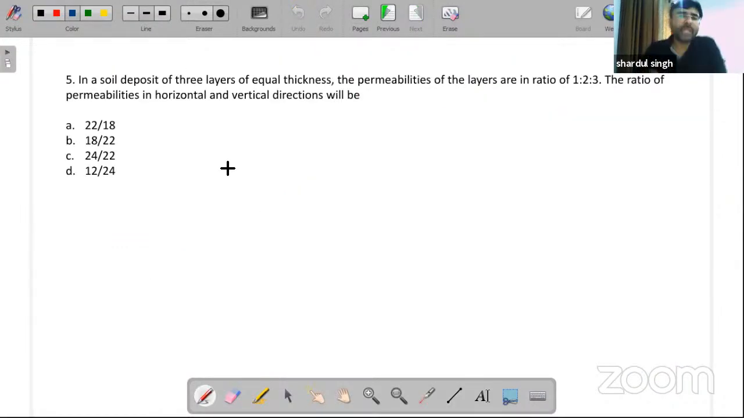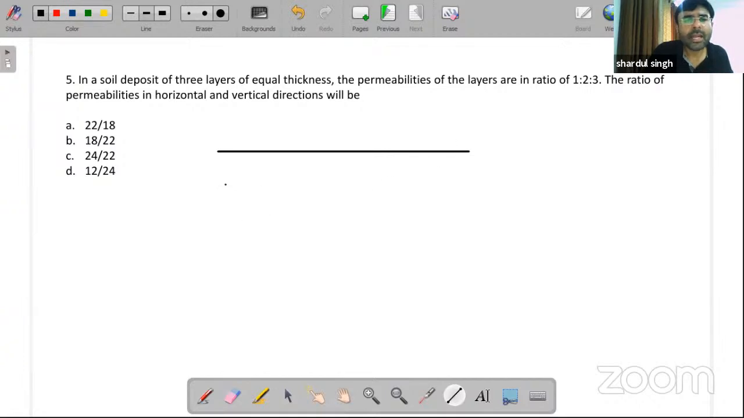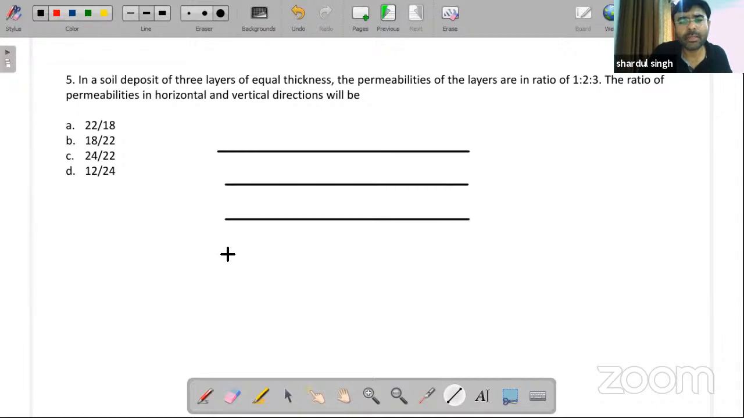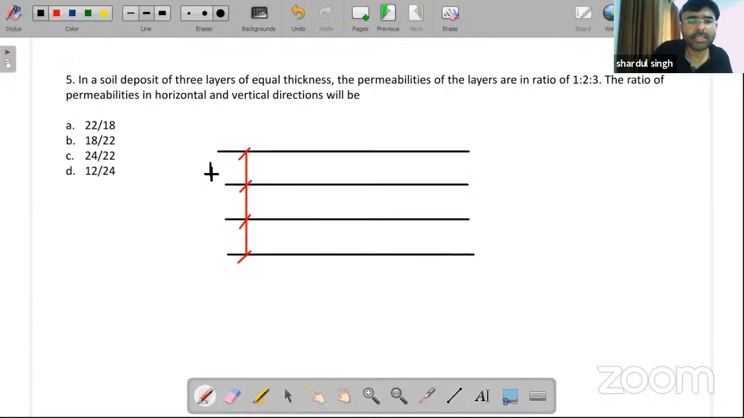In a soil deposit of 3 layers of equal thickness, the permeabilities of the layers are in the ratio of 1:2:3. Find the ratio of the permeability in the horizontal and vertical direction. See, it's a case of a stratified soil. The soil consists of 3 different layers of equal thickness. Let us say the thickness of each layer is H, H, and H.